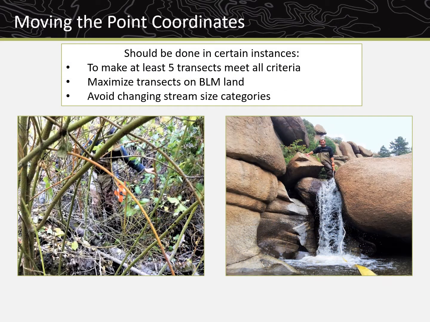The point coordinates should be moved if it is the only way to make 5 transects of the reach meet all criteria, for more transects to occur on BLM land, and to avoid changing stream size categories. On average, points are moved about 20% of the time.